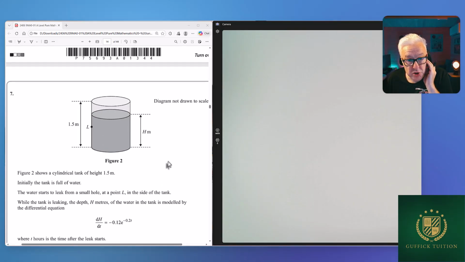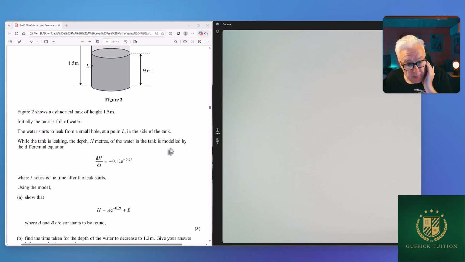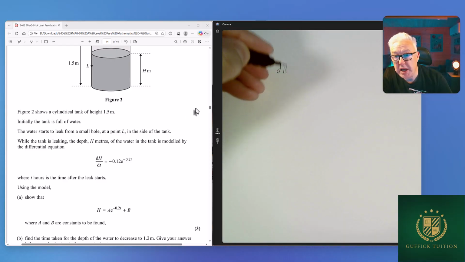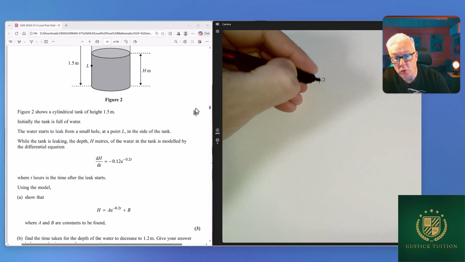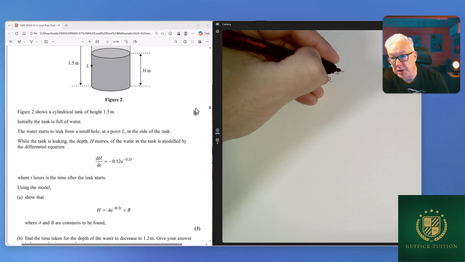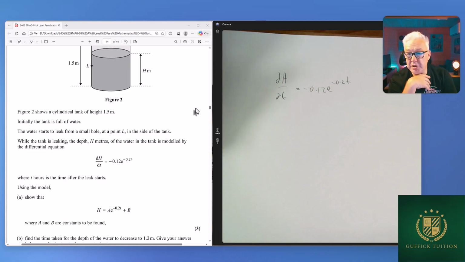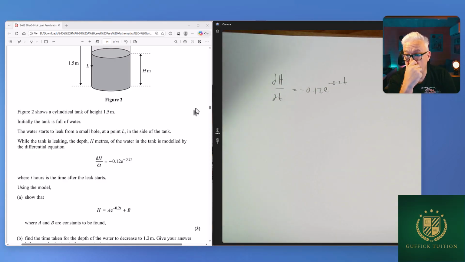Using the model, show that h is equal to a e to the minus 0.2t add b, where a and b are constants to be found. Okay, so we've got an expression here for dh by dt is equal to minus 0.12 e to the minus 0.2t. So the first thing I'm going to do is separate the variables and integrate both sides with respect to t.